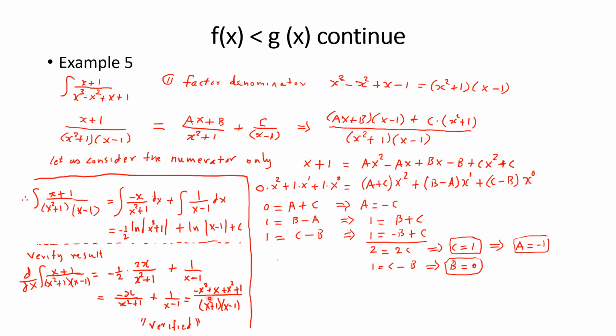Now if you do the math, you can see that it is negative x squared plus x squared plus 1, and this is divided by x squared plus 1 multiplied by x minus 1. Negative x squared cancels x squared, and we will be left with x plus 1, which is what we need, x plus 1. And that wraps up this one.